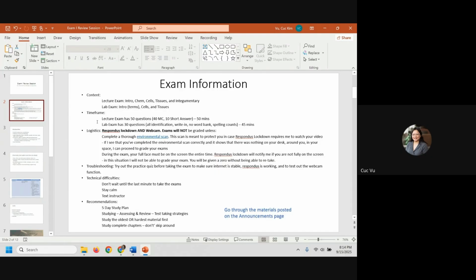But it's not as easy. So I'm going to show you an example of what an environmental scan looks like, okay?